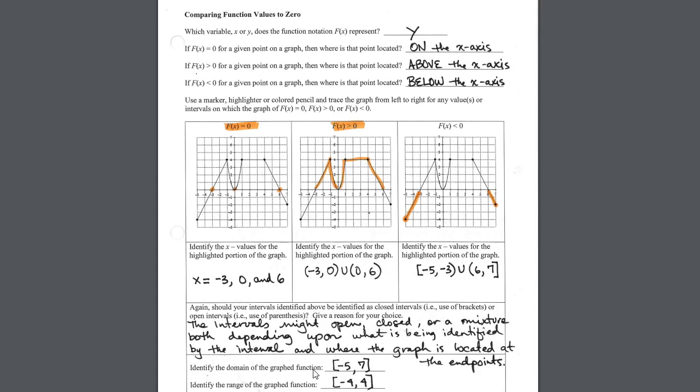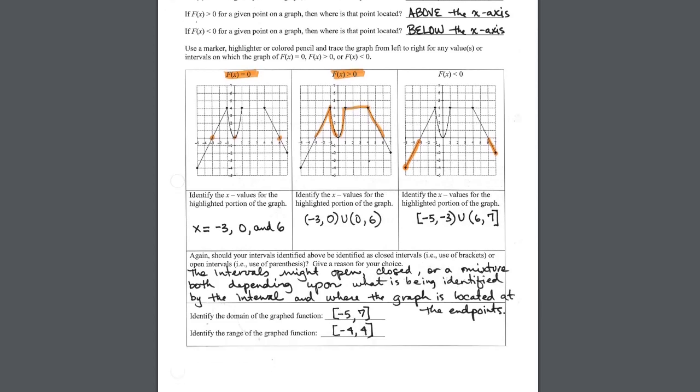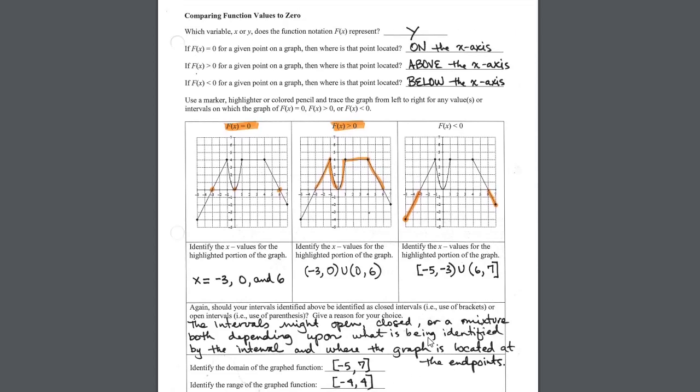Identify the domain of the graphed function: from -5 all the way to 7, right? It's continuous. And then the range: how low does this function go? From -4 all the way to +4, right? There are no open circles and no discontinuity, so brackets. And that concludes the lesson from today.